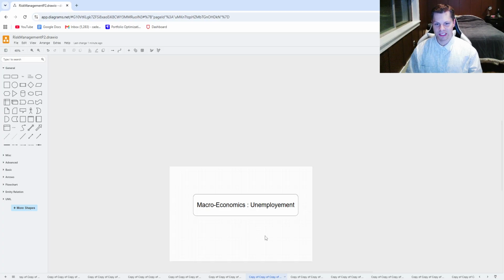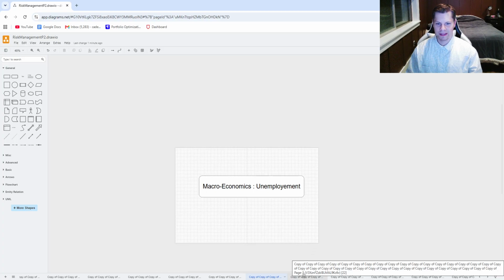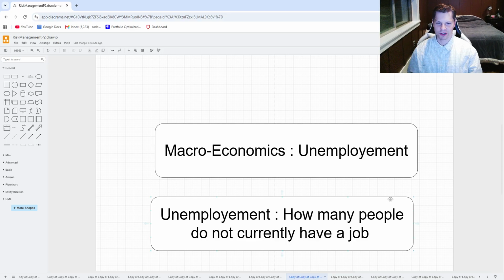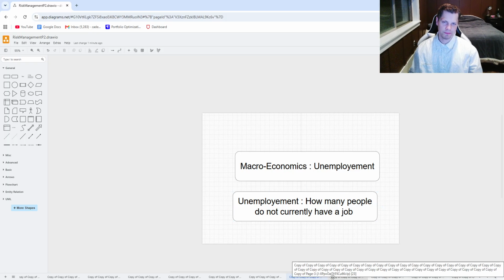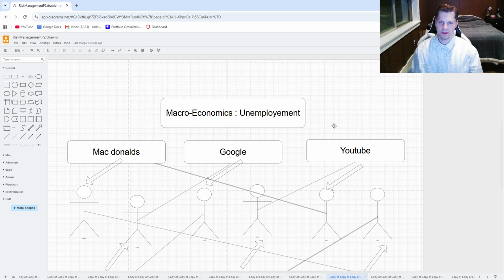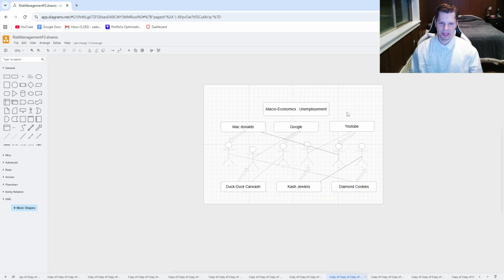So now we'll discuss unemployment and what happens when companies start to hurt. Obviously, unemployment is just how many people do not currently hold a job in the U.S. economy. And we'll give an example of what unemployment really starts to do to an economy, and you can consider this graph.